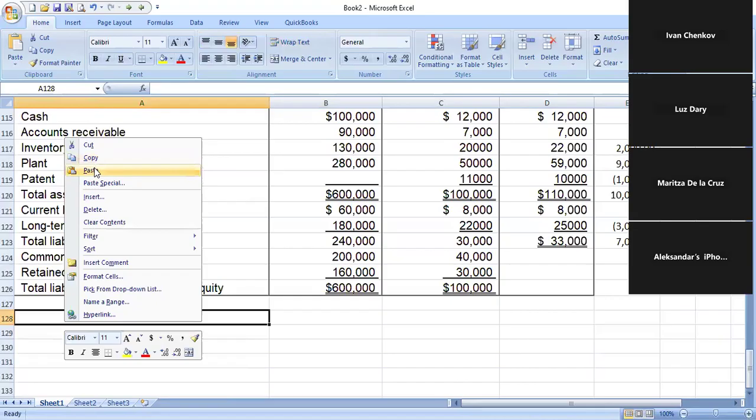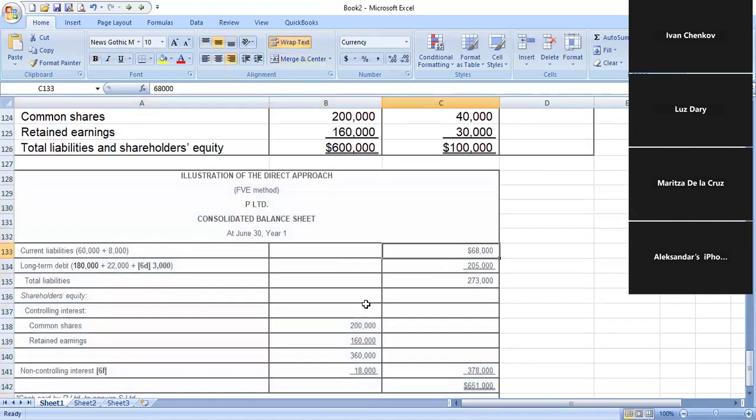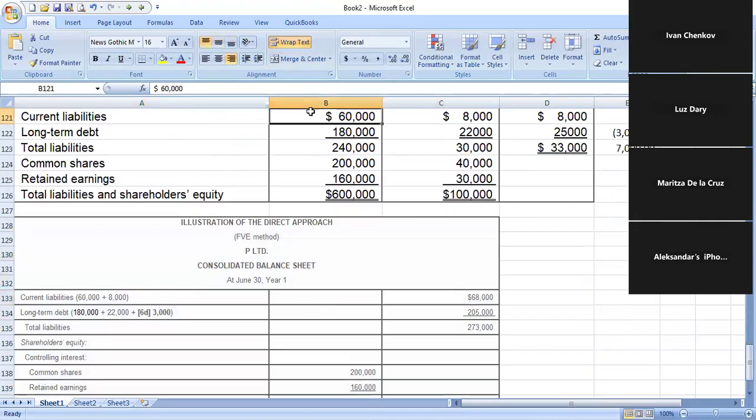Gonna post it here. So the liability: my liability plus their liability is going to give me the total liability. Long-term debt: my long-term debt plus their long-term debt plus the, actually here increase of $3,000 in the long-term debt is going to give me total debt.